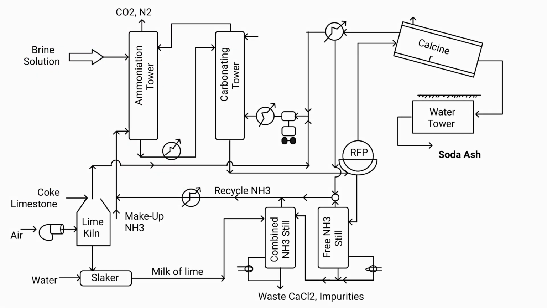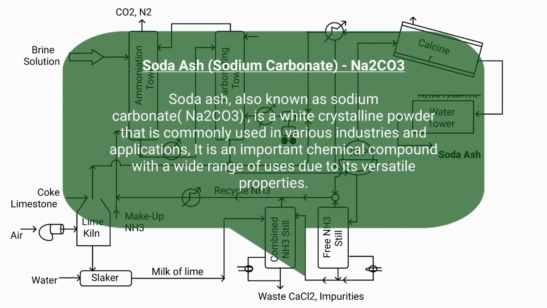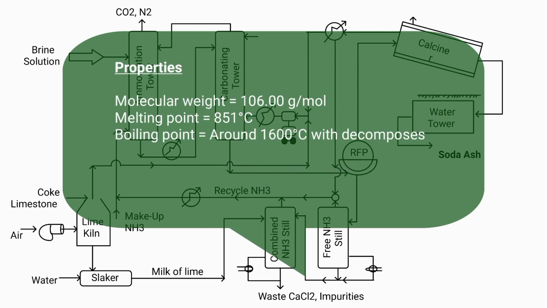First of all, we will know what is soda ash. Soda ash, also known as sodium carbonate, is a white crystalline powder that is commonly used in various industries and applications. It is an important chemical compound with a wide range of uses due to its versatile properties. It has a molecular weight of 106.00 grams per mole. Its melting point is approximately 851 degrees Celsius, and it decomposes at higher temperatures, around 1600 degrees Celsius.